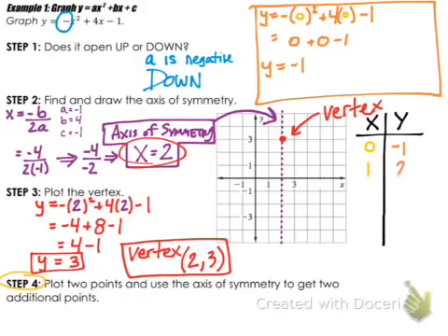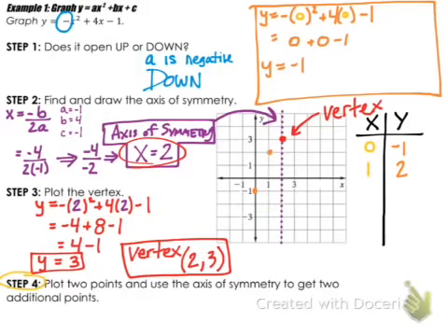I'm going to do the same thing for 1. So I did the same thing: I plugged 1 into my equation, and I end up getting 2 for my y. So when I plot these points, 0, negative 1, it's right here. And when I plot 1, 2, it's right there.